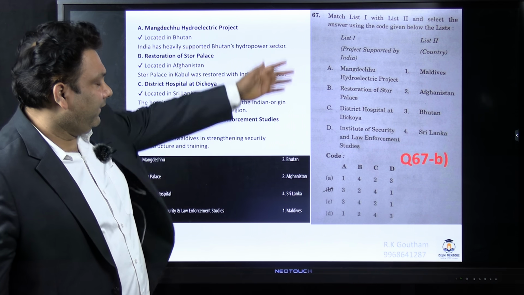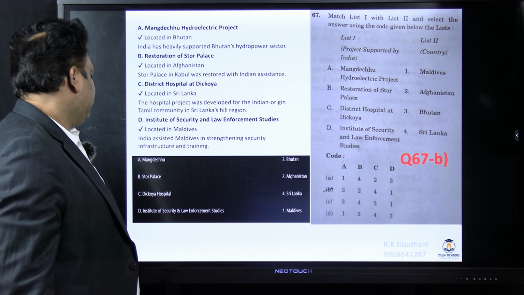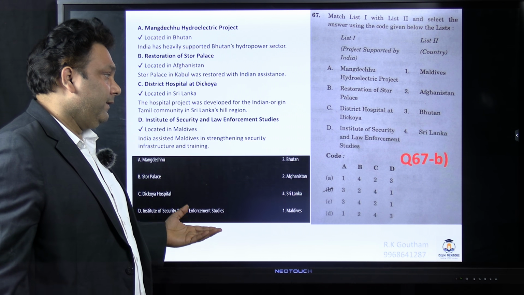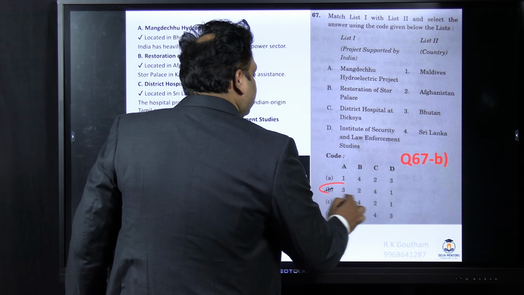Next, you see this, where all these are located. I have given the right answer also. You can see here. You can go through this. So the answer for 67 is B.